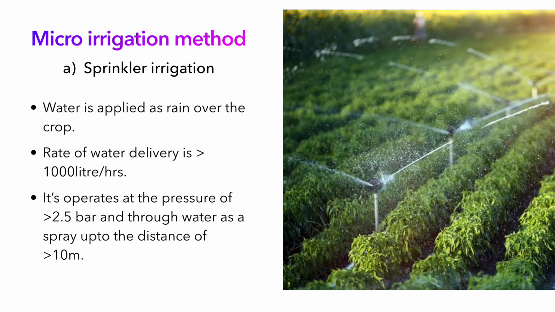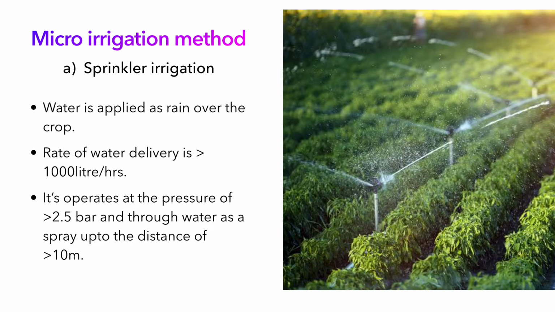The first part of micro irrigation method is sprinkler irrigation. What is sprinkler irrigation? Let's understand it through these points. Water is applied as rainwater over the crop. It means the water which we provide through sprinklers to our field will be in the same manner as rainwater comes to our field in droplet form. The second point is the rate of water delivery is 1000 liters per hour or more.